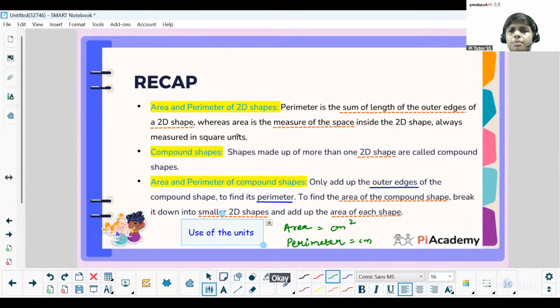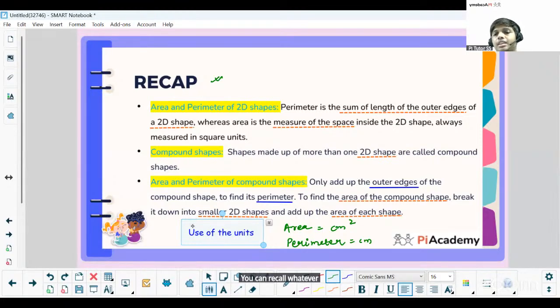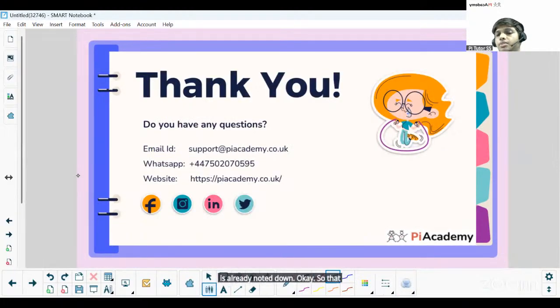Okay, this will help you in recalling each and everything. You just have to come to this slide and have a look at it so that you can recall whatever has happened in the session, which is already noted down. So that is it from my side for today, guys.